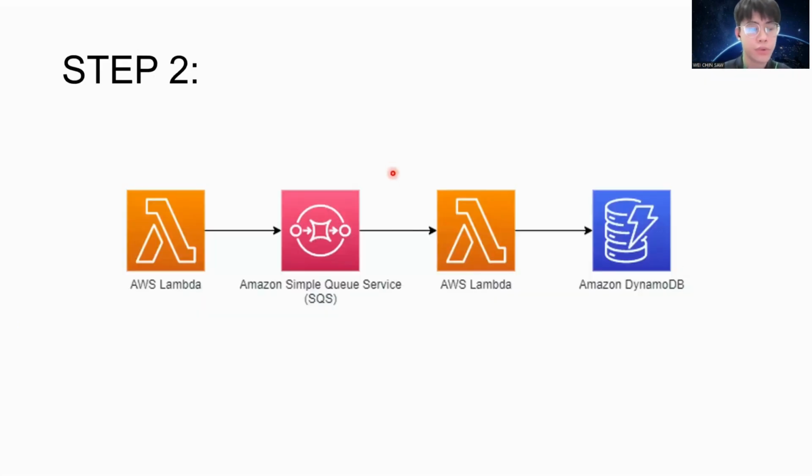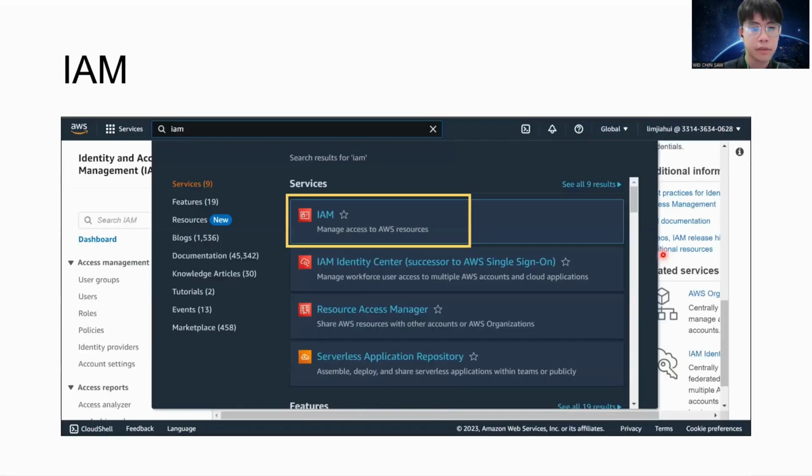So moving on to step 2, a Lambda function being triggered and then sent to the SQS, and then the message is being queued and then sent to the Lambda function. And the queue number is further updated and sent into the DynamoDB.